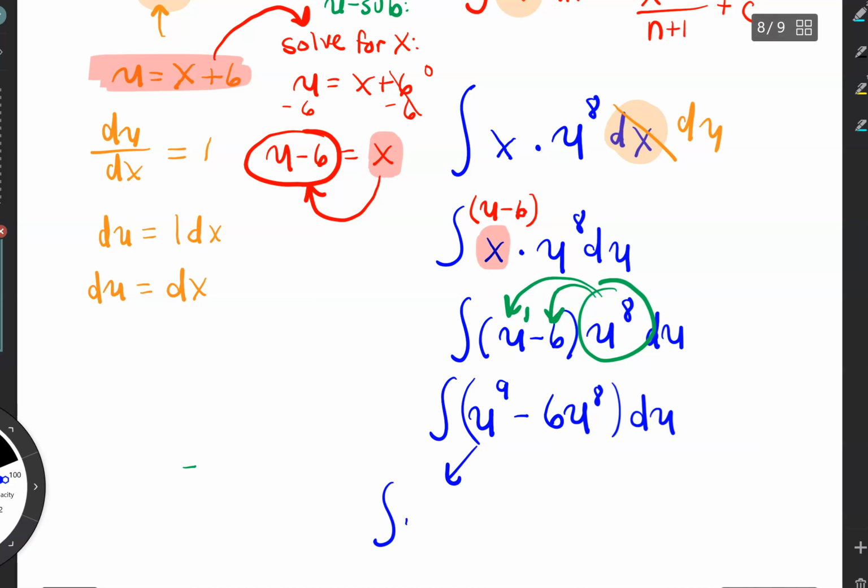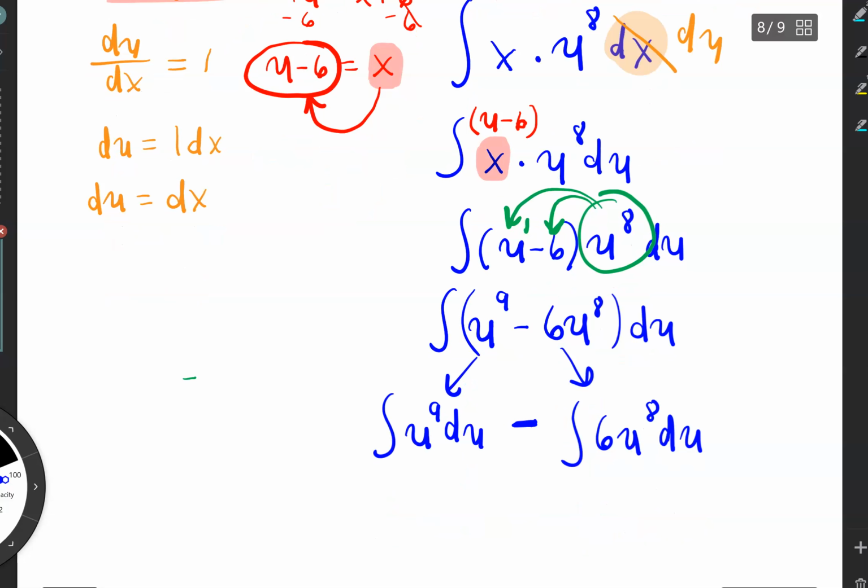So I can take the integral of the first term minus the integral of the second term. So go ahead and do that if you haven't done it yet.